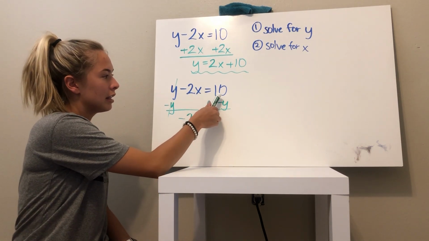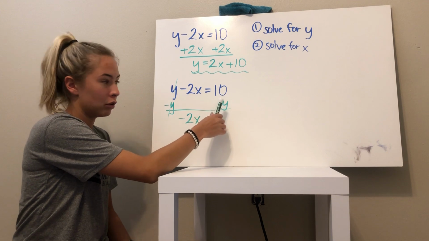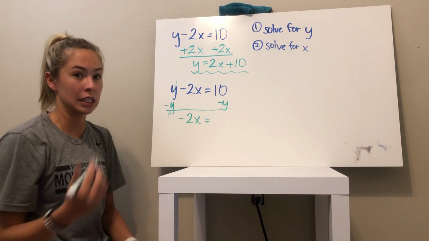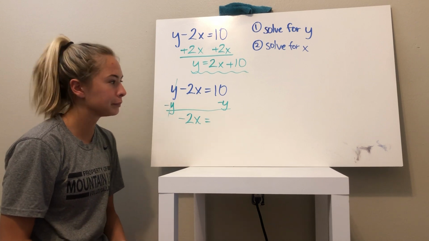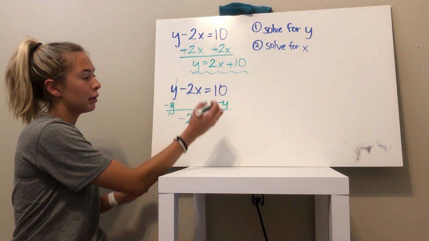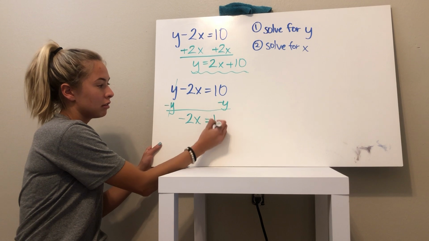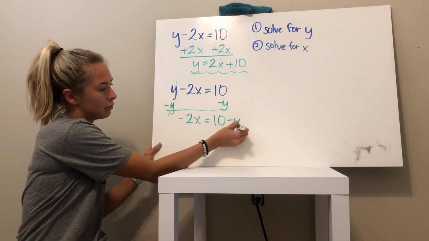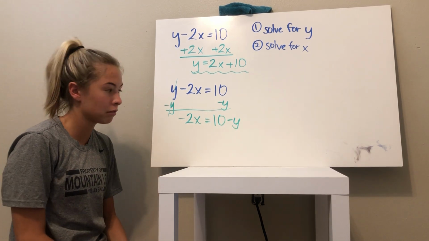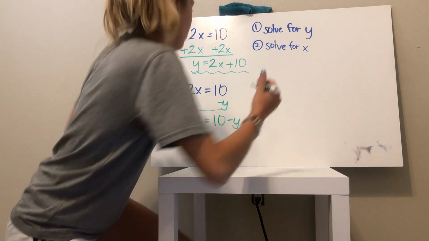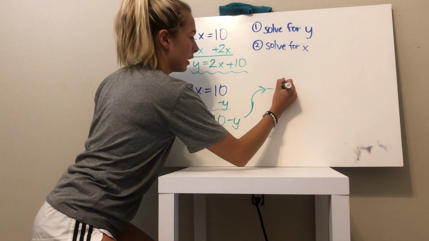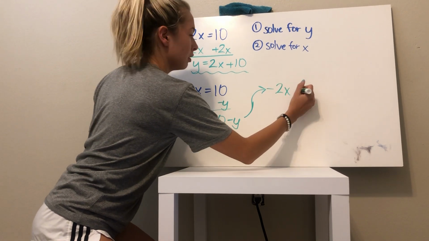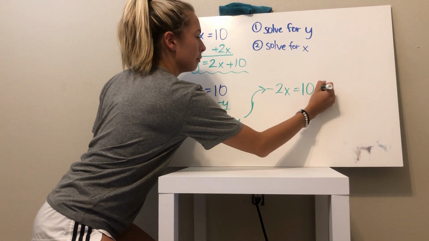And again, this 10 term doesn't have a variable, but this is a term with a variable, so you can't combine them. They're not like. So we're going to do just like what we did up here and just simply subtract them like this. So we have 10 minus y. Now, I'm going to write it over here. We have a negative 2x equals 10 minus y.